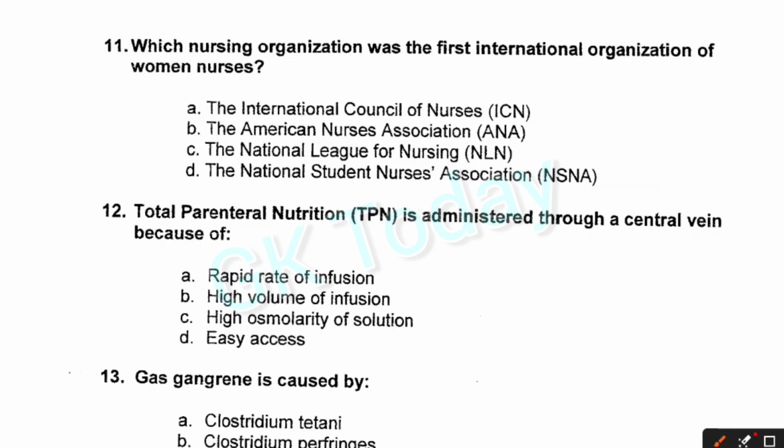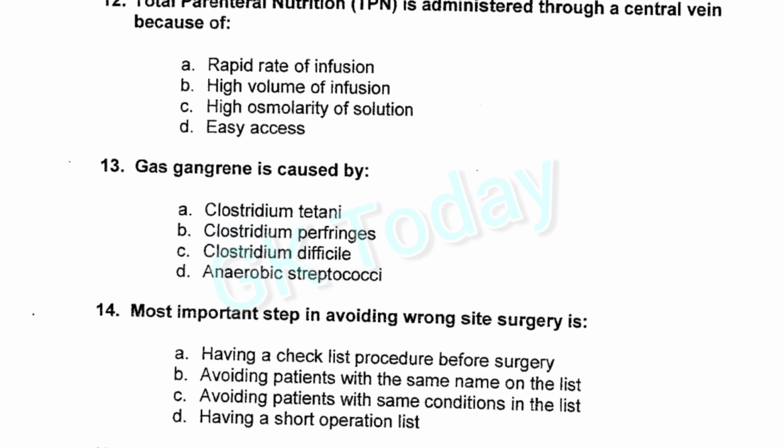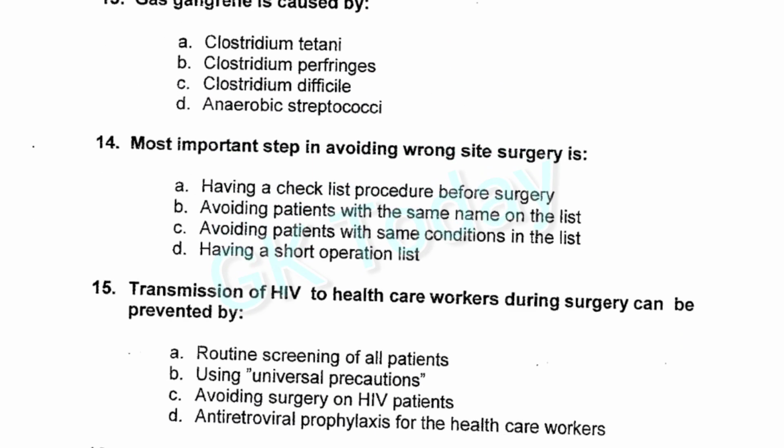Question number 12. Total parenteral nutrition, TPN, is administered through a central vein because of? Correct answer option C, high osmolarity of solution. Question number 13. Gas gangrene is caused by? Option C, Clostridium perfringens.